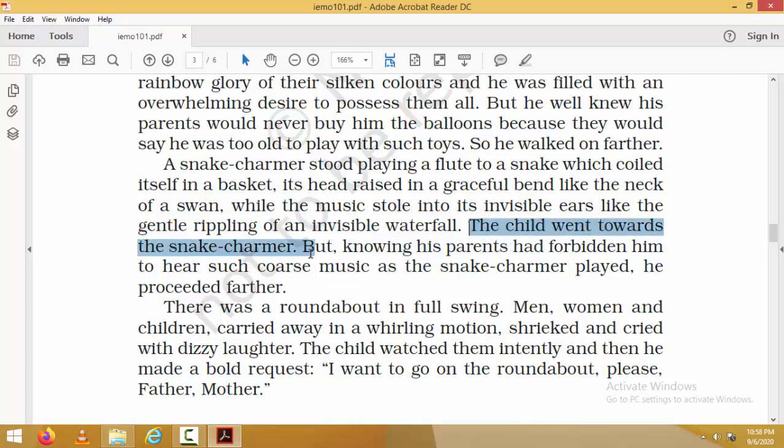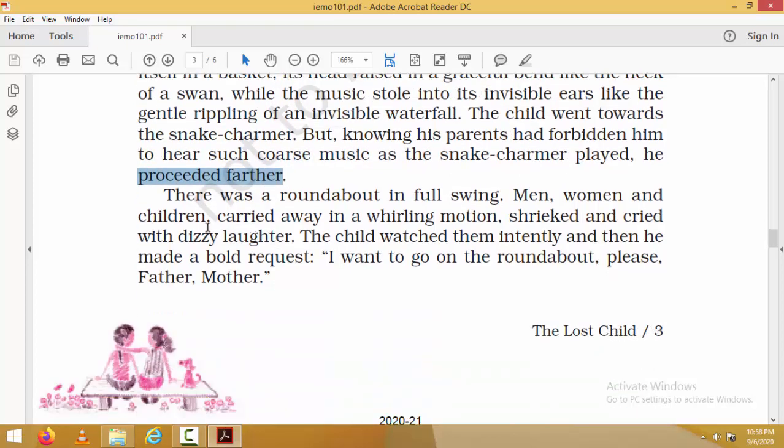The child went towards the snake charmer, but knowing his parents had forbidden him, he knew they would definitely refuse to let him stay there and hear such coarse music as the snake charmer played. He proceeded further without waiting. He is moving on. There was a roundabout in full swing.